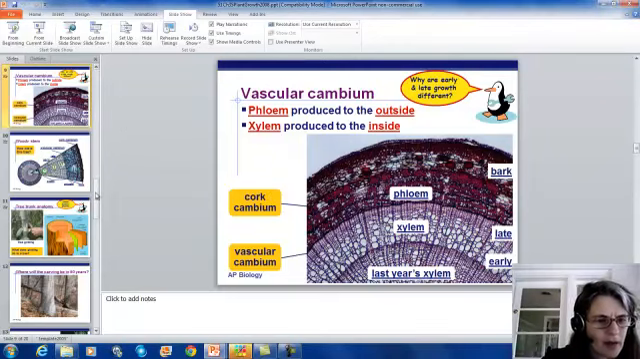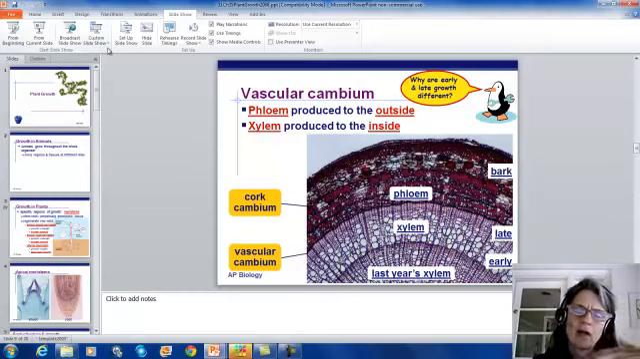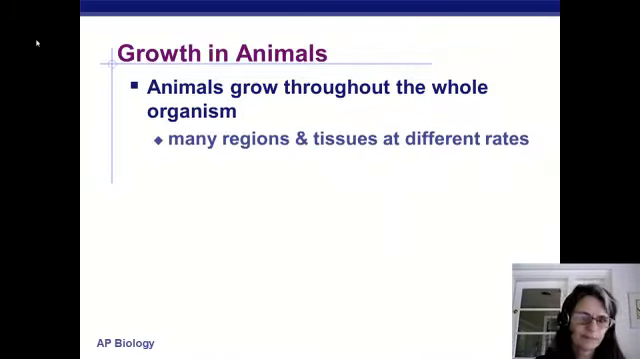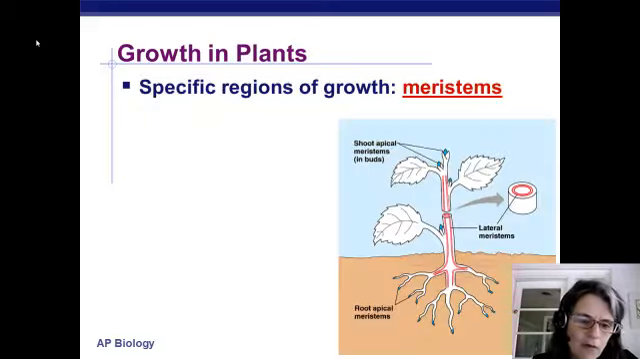But anyway, we just did plant anatomy, and that's very much related to plant growth, because plants are not like us. We grow all over our bodies, throughout our bodies as we're growing. Different tissues grow at different rates, but as we are growing up, we grow all over. Plants don't do that.